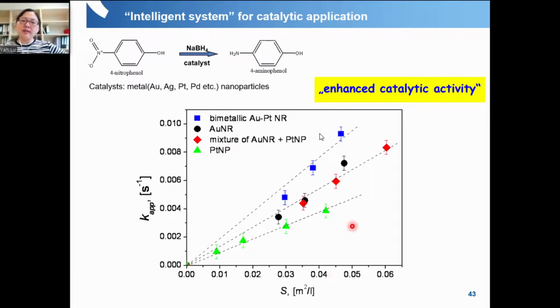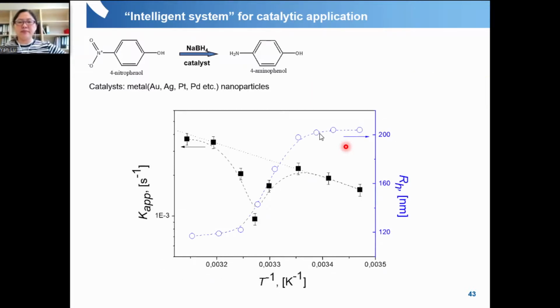And here I just want to mention the blue points here are the platinum deposited gold-platinum nanorods. And they show the highest catalytic activity. So that means after deposition of platinum, you enhance the catalytic activity of your gold nanorods in the system. And of course, they also show the nonlinear behavior as usual. This is due to the volume transition of the network. So it means even for such a complex system, you can still tune the catalytic activity by the volume transition of the microgel.